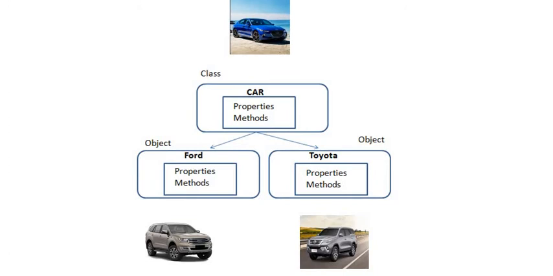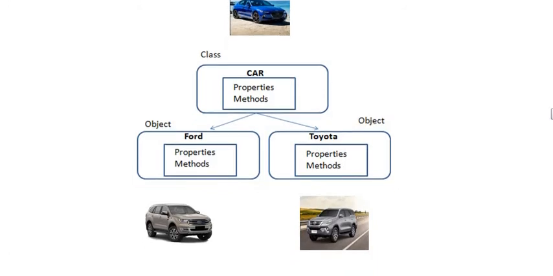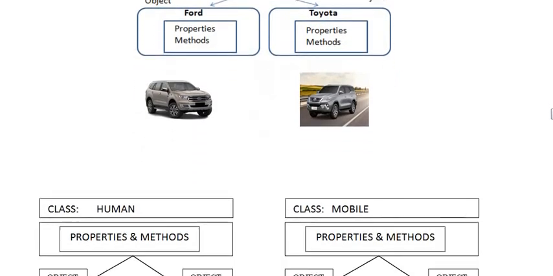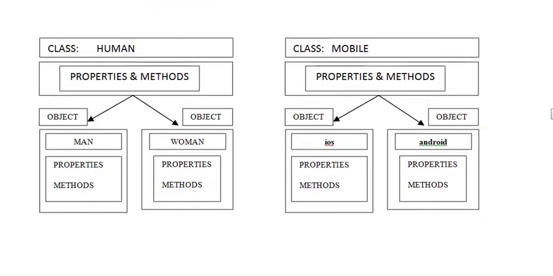I have taken many different examples with different domains where I can classify it as class and objects. We will look at each and every example here. The next one I have taken is the class called human, where I can have two derivations from the human class, one is man and the other is woman. The next one is mobile. I can have two different extensions from it: one is the iOS operating system and the other is the Android operating system.